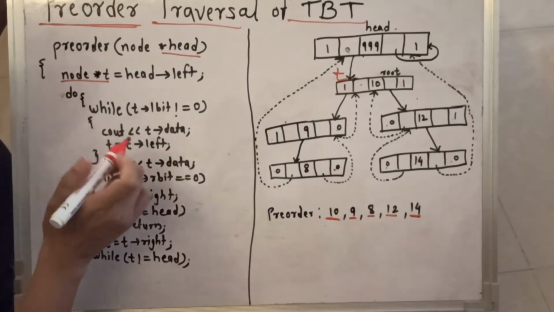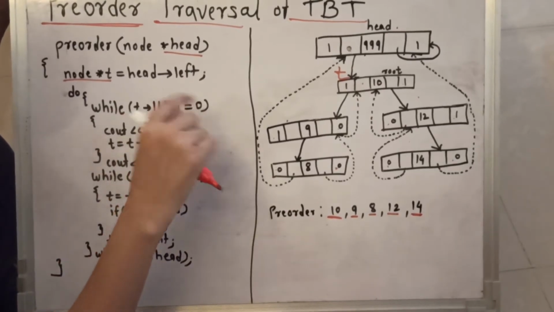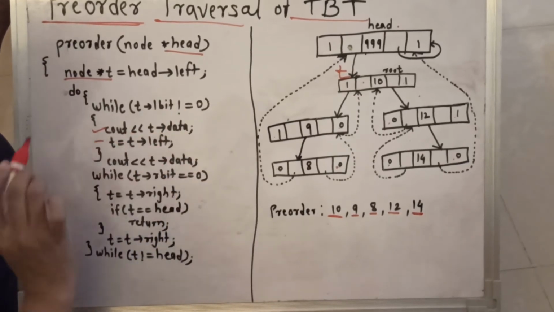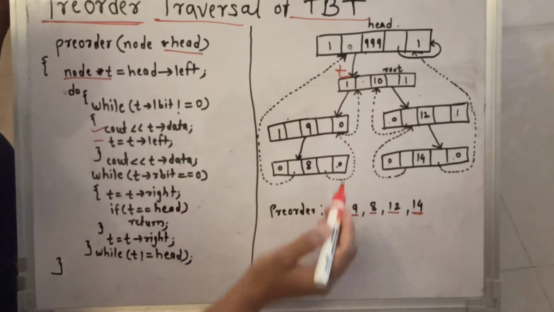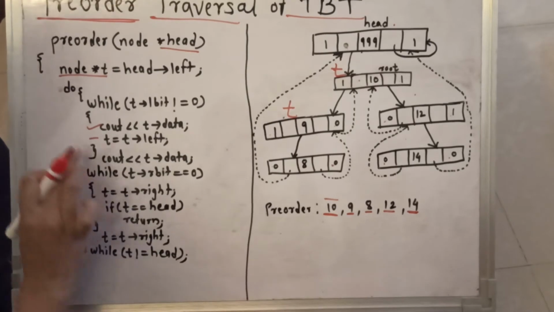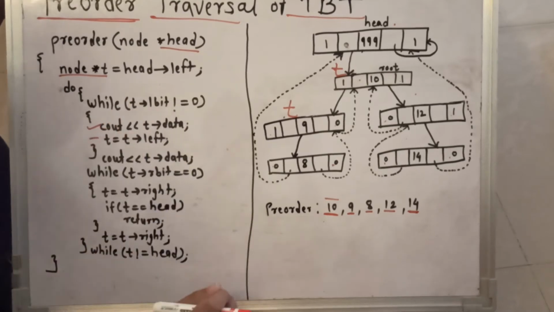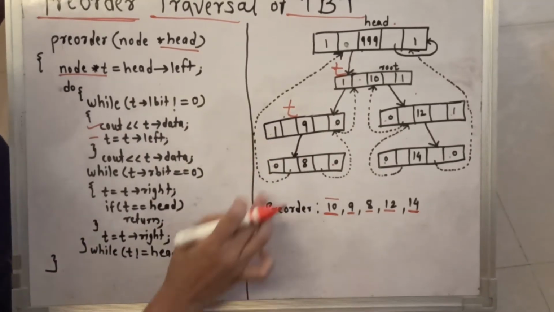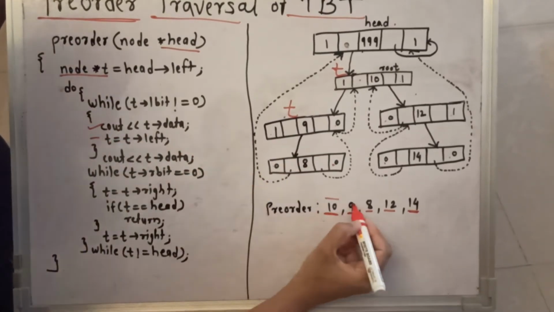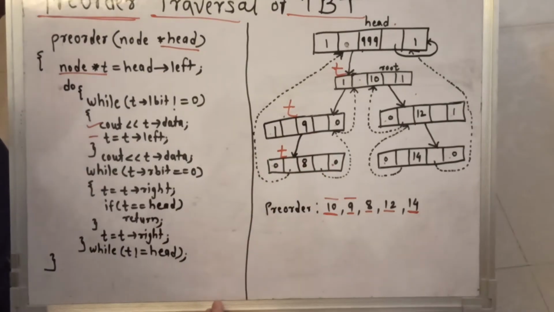Then we are checking the condition whether t's L bit is equal to 0 or not. If it is not equal to 0, then we have to print the value and go to the left side. So we are printing the value 10 here and going to the left side. Now our t will come here. As it is inside the while, once again it will check whether t's L bit is not equal to 0. Again the condition is true because the 9's L bit is equal to 1. So it will print the 9 and go to the left side, t is equal to t left, that means t will come here.